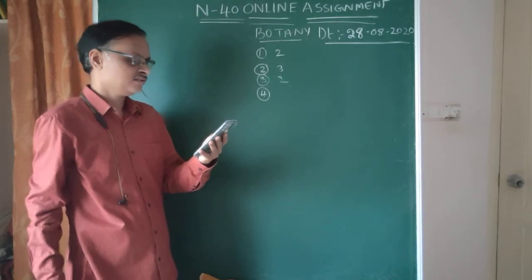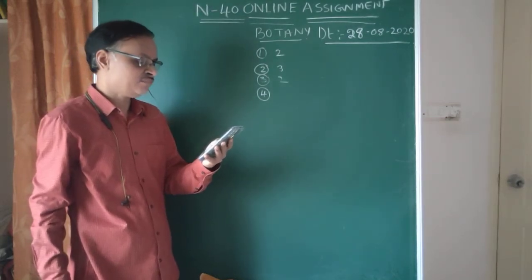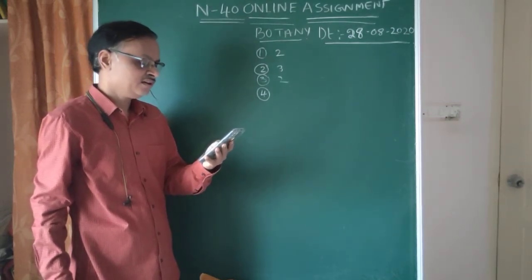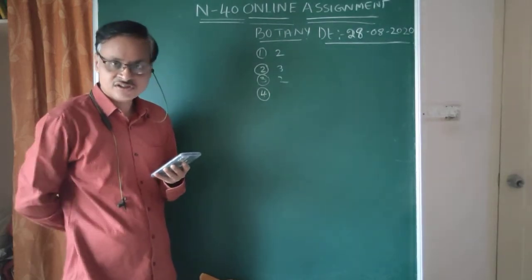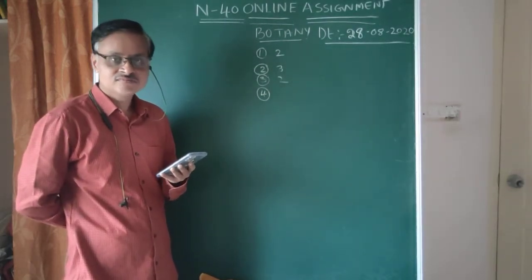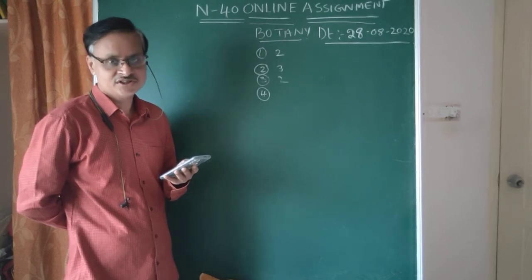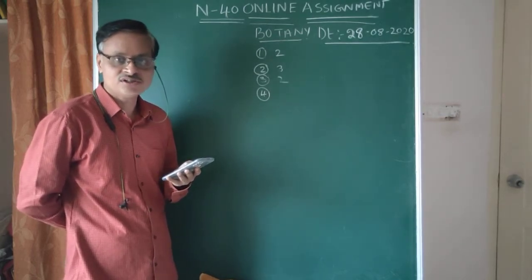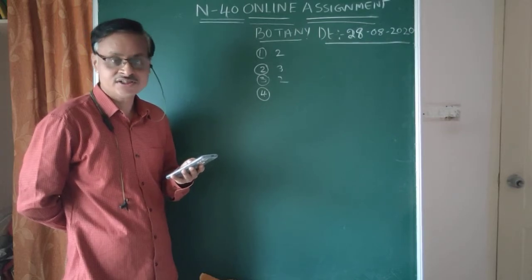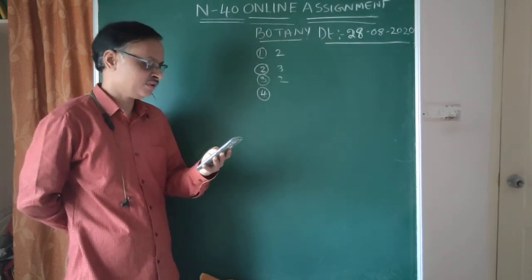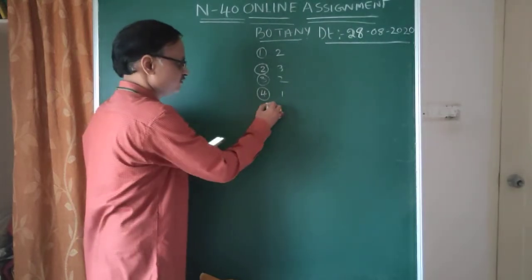Students, fourth question. Which complex is formed by FMN NADH dehydrogenase? The prosthetic group is FMN, NADH dehydrogenase with iron sulfur. This total complex is named complex 1. It is the gateway for ETS. Complex 1. First option is correct.